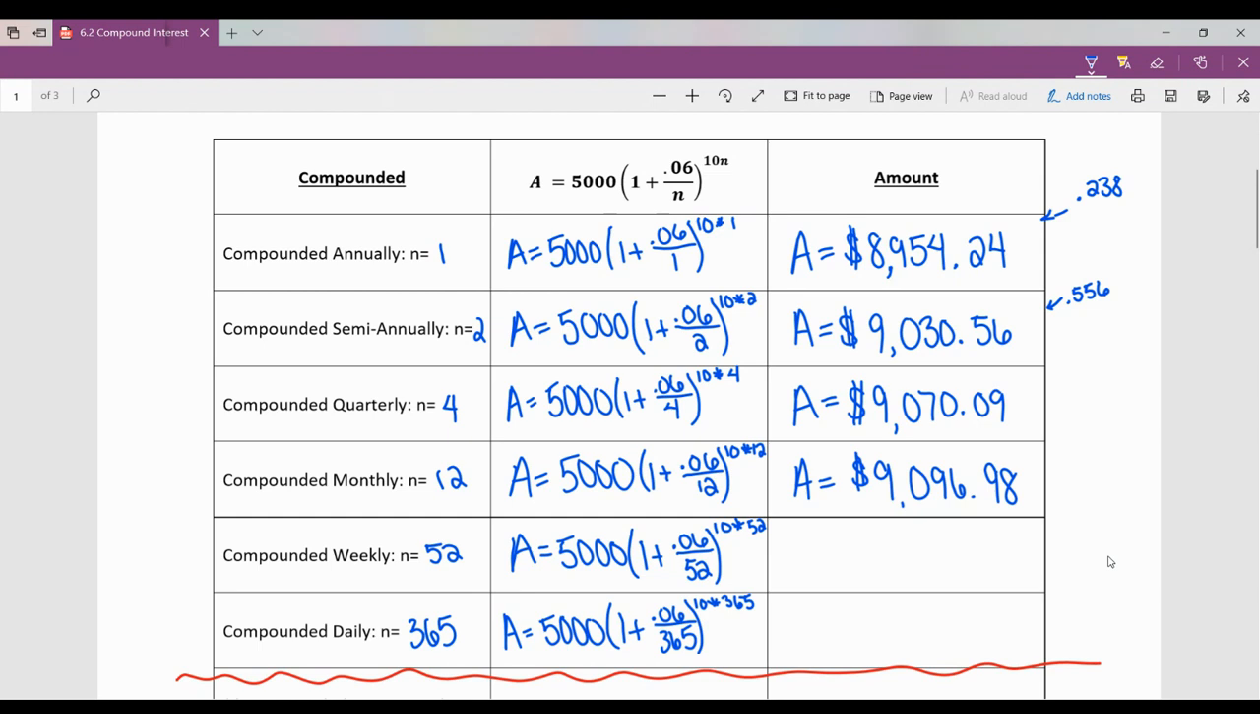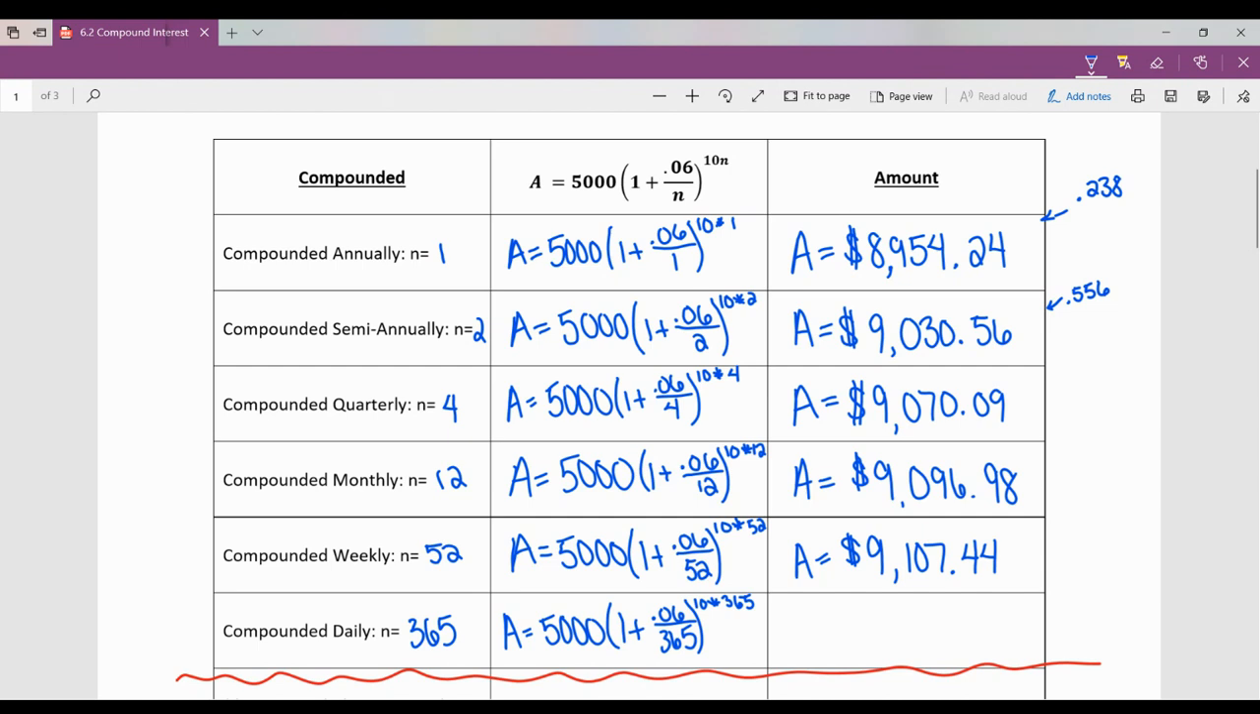All right. So for the next one, compounded weekly, we're going to do 0.06 divided by 52 weeks in a year plus 1. We're going to raise that to the 10 times 52 is 520. So we're raising it to the 520. And then we're going to multiply that by 5,000. So we get the amount in my account is going to be $9,107.44.